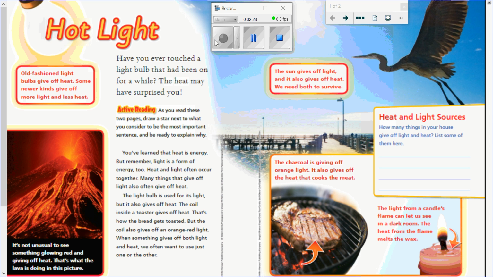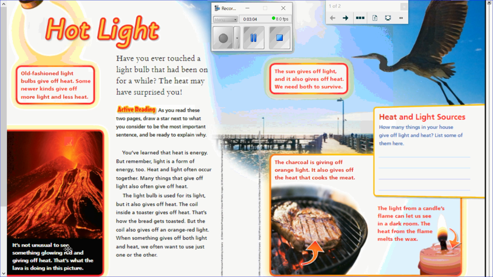The coil inside a toaster gives off heat. That's how the bread gets toasted. But the coil also gives off an orange-red light. When something gives off both light and heat, we often want to use just one or the other. So let's look over here. It says old-fashioned light bulbs give off heat. Some newer kinds give off more light and less heat. Those are more energy efficient. The ones that are giving off, like it says here, more light and less heat.